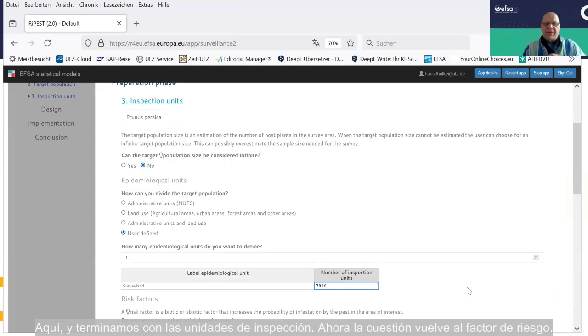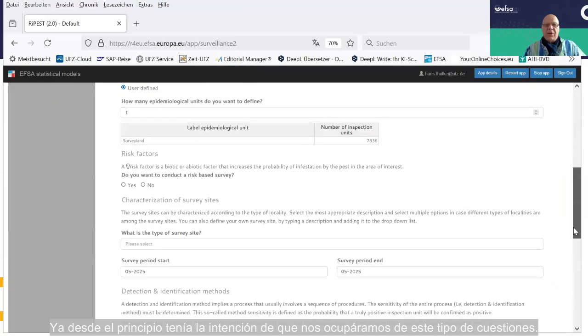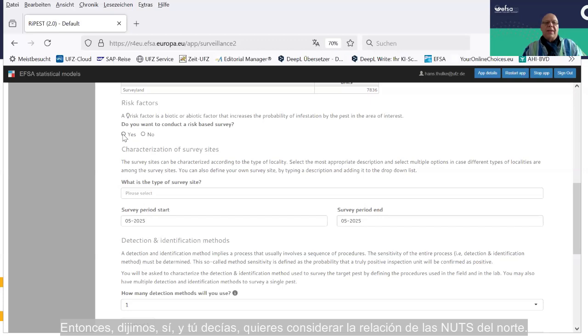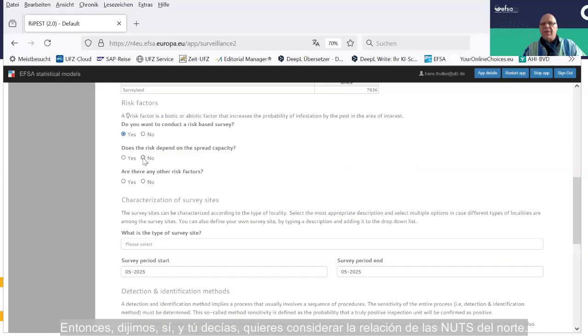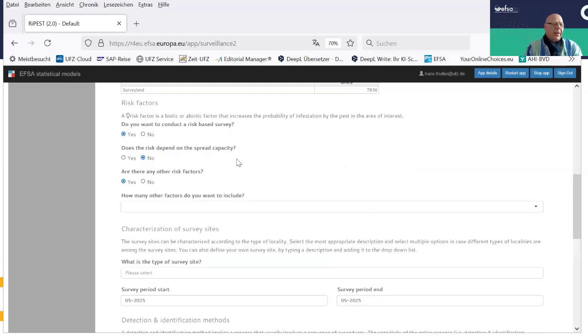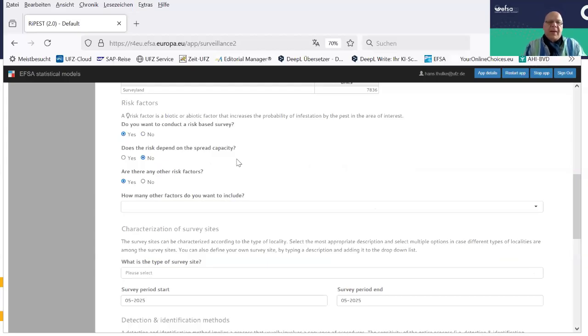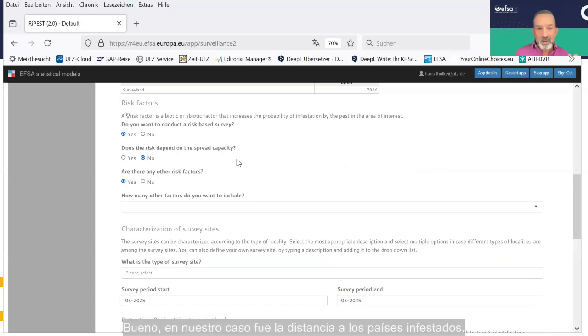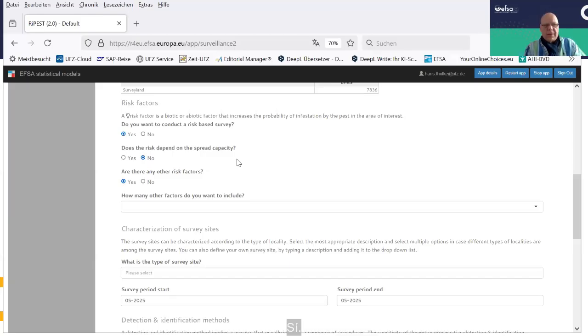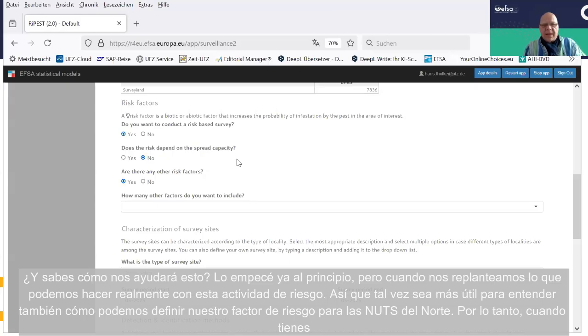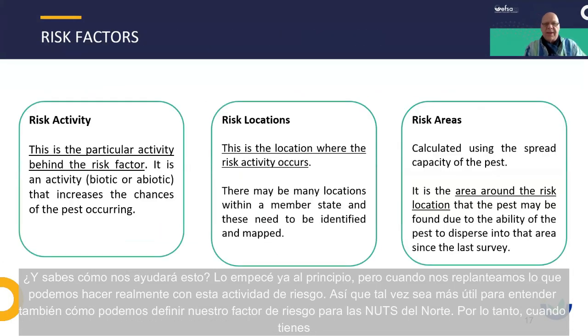Now the question comes back to the risk factor. You were intending already in the beginning that we should consider this kind of issue. So we say yes. And you were saying you want to consider the relatedness of the northern nuts. So I don't think it's about the spread capacity of the insect, but there are others. So which risk factor, how should we name our risk factor? What is the aspect that we want to consider? Well, in our case, it was the distance to the infested countries. Yeah. And do you know how this will help us? I started it already in the beginning, but when we rethink what we can actually do with this risk factor, maybe that is more helpful to understand also how we can define our risk factor for the northern nuts as well.